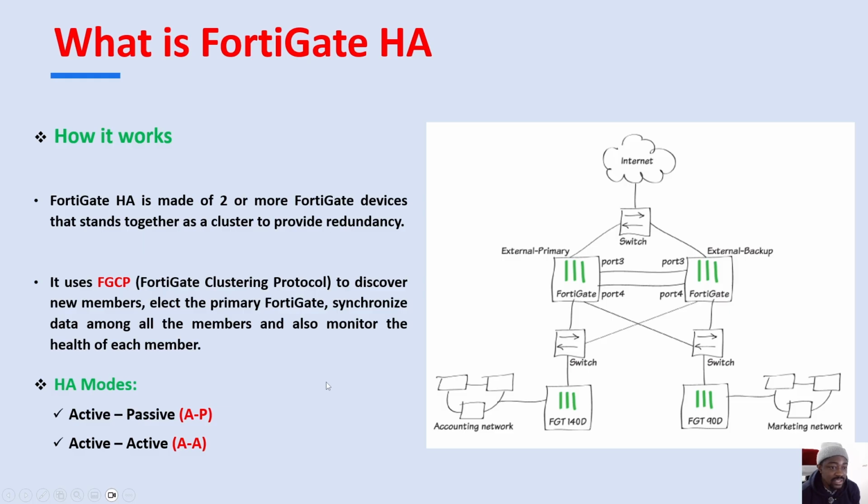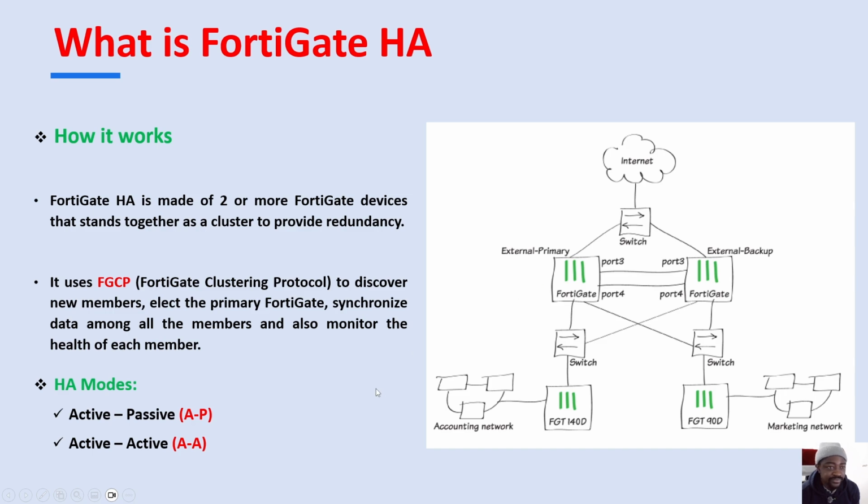So FortiGate uses its own protocol called FortiGate clustering protocol to discover new members that you can add to a FortiGate HA cluster. It uses the same protocol to elect the primary FortiGate, synchronize data among all the members, and monitor the health of each member participating in the HA cluster.